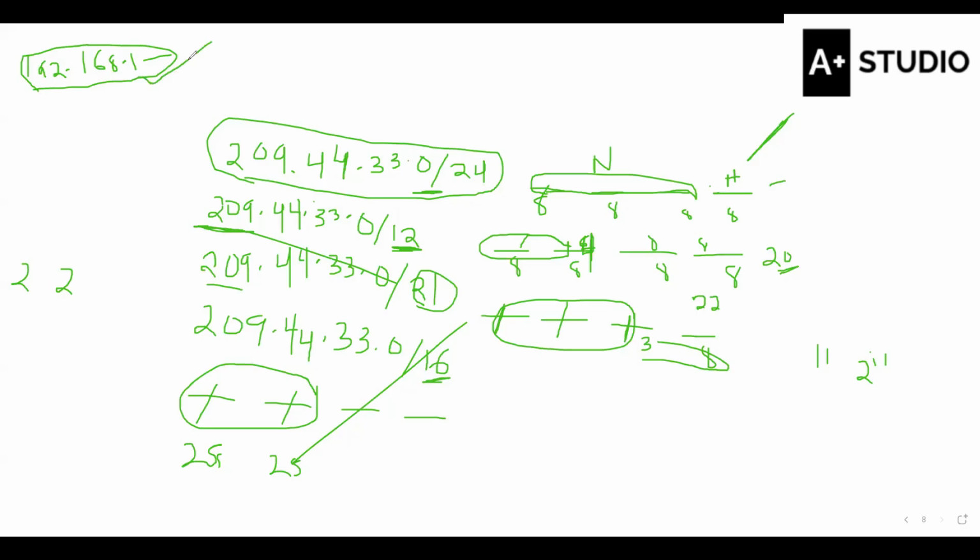And then we have the public ones. Public ones are class A, class B, class C, those which are not these ones. 127 is not part of it, but addresses like 1, 2, 3, 4, 500 are public addresses.